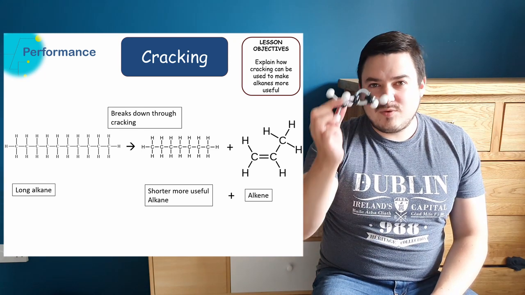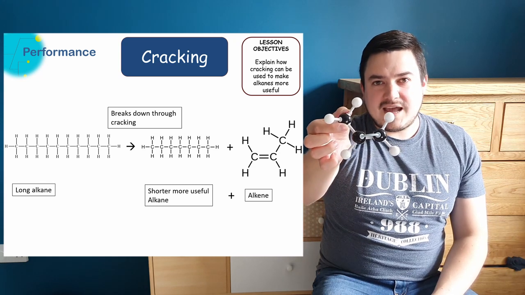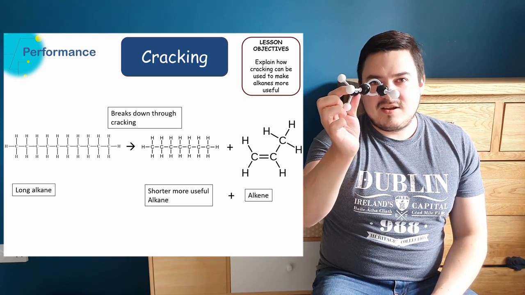The rules of the names work the same with this, so this would start with prop as it has 3 carbons, but would end in ene because it's an alkene.